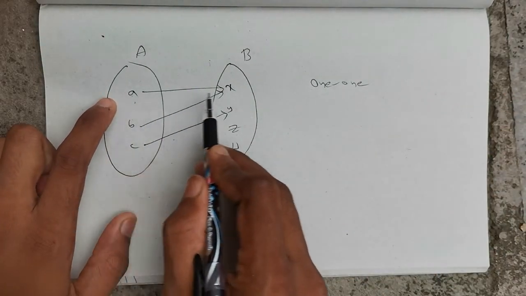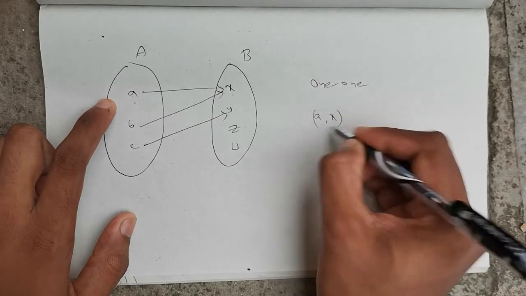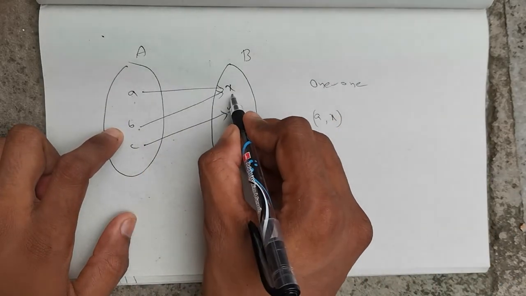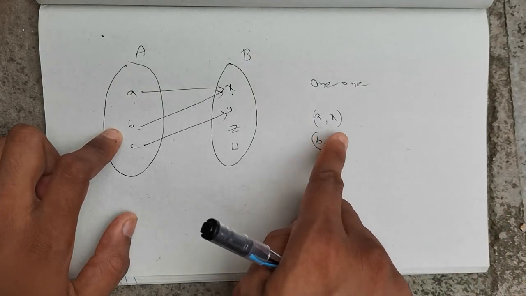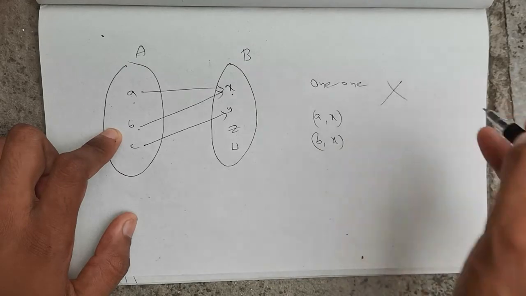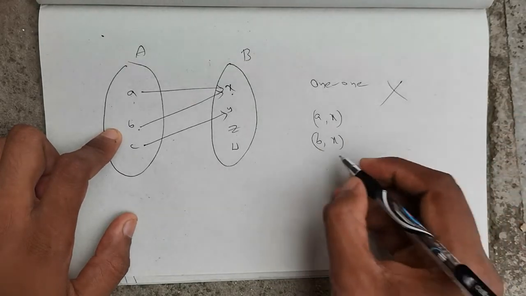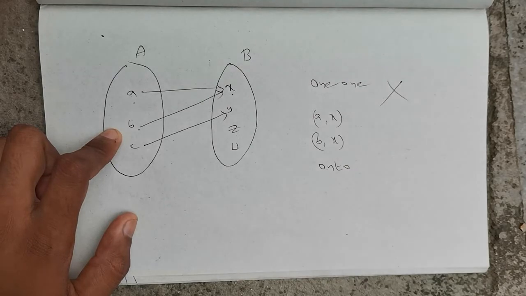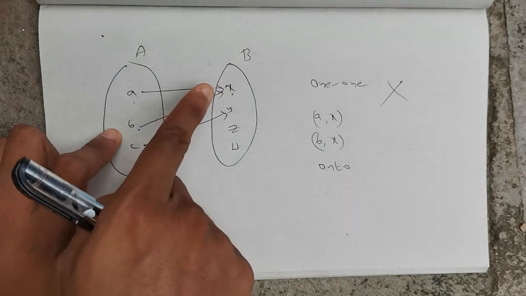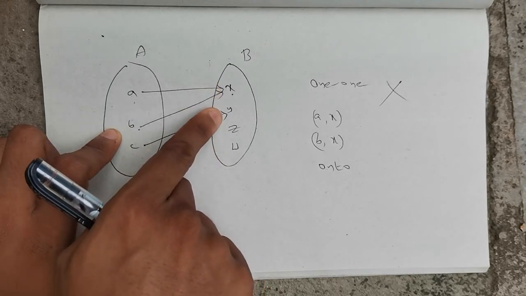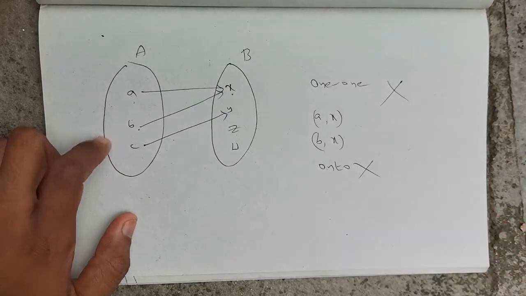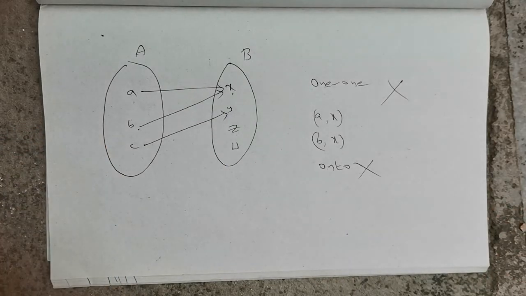A has the image X, B also has the same image X. A and B have the same image X, so it is not one-one. Let us check whether it is onto or not. Codomain is X, Y, Z, W, whereas range is X, Y. Codomain is not equal to range, so it is not onto. It is not one-one, it is not onto, so obviously it is not a bijection.